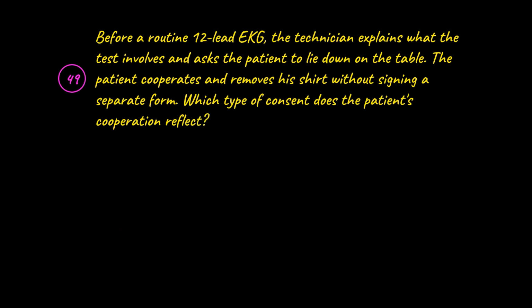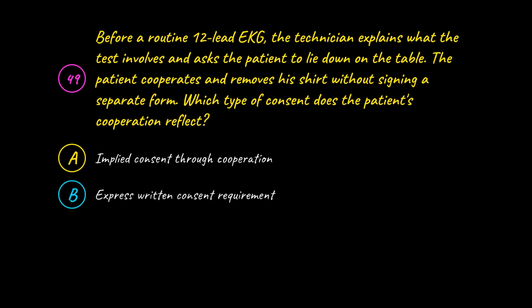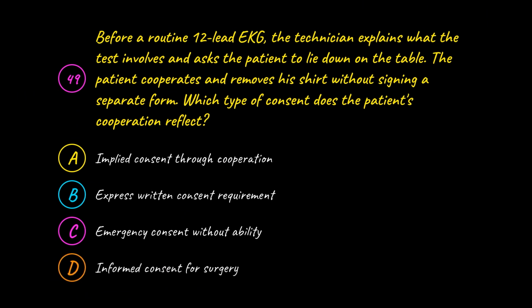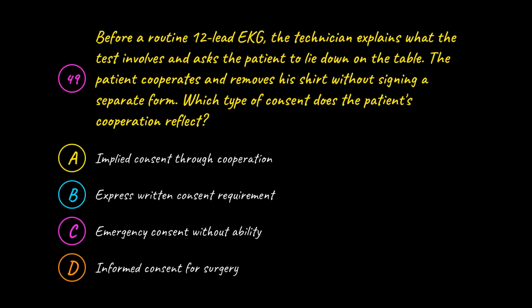Your options are A. Implied consent through cooperation, B. Express written consent requirement, C. Emergency consent without ability, D. Informed consent for surgery. Which one is it? Pause the video if you need more time.